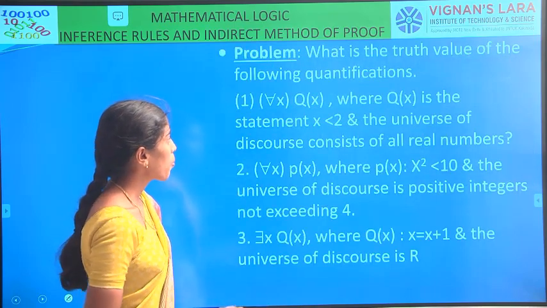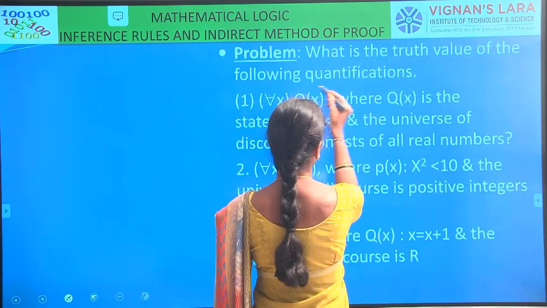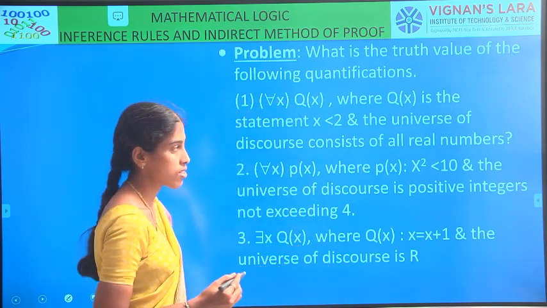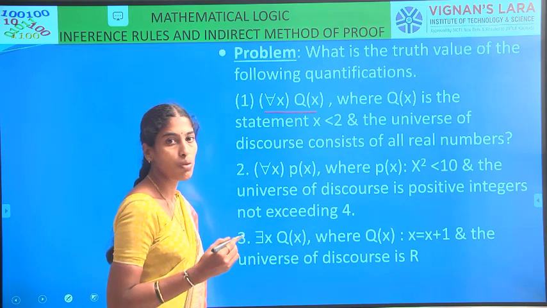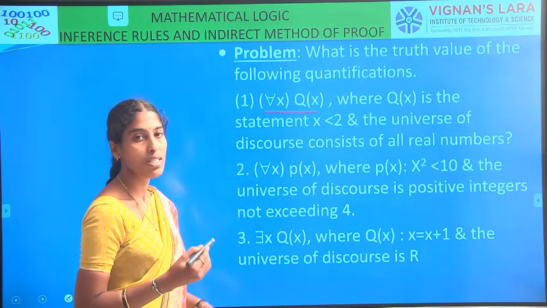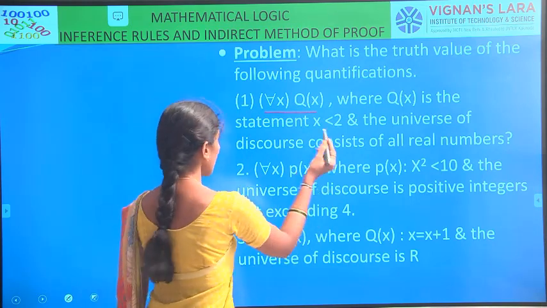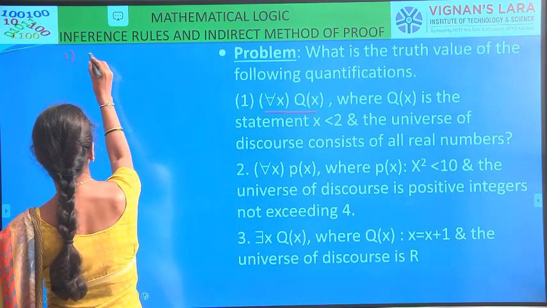Next, see the problem. What is the truth value of the following quantifications? First one, for every X, Q of X, that is a universal quantifier. What is this truth value? What is Q of X for the first one?